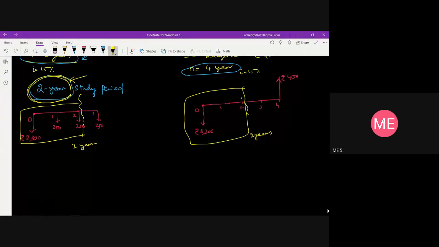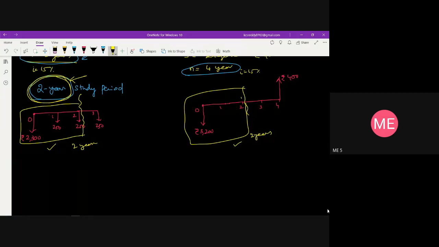So in the study period method, I can assume a known service of 2 years, because the 2 years should be present in this cash flow diagram as well as in this cash flow diagram. Then only you can take the 2 years. We cannot take, say, 5 years or 6 years, because it doesn't appear in this cash flow diagram. So we need to take the shortest life or known service period. So here I've taken 2 years.